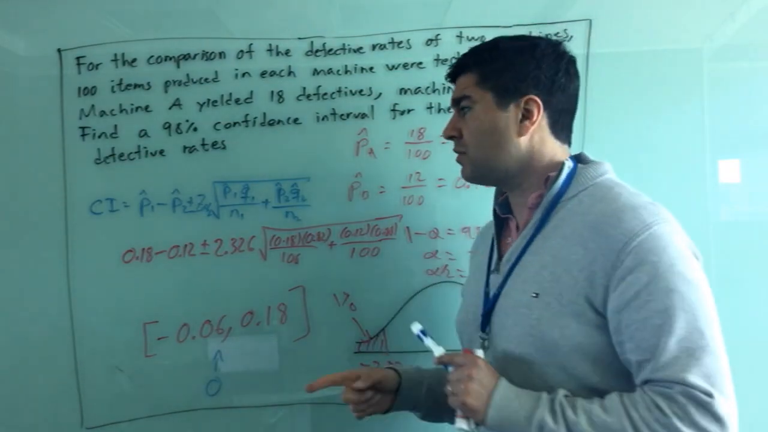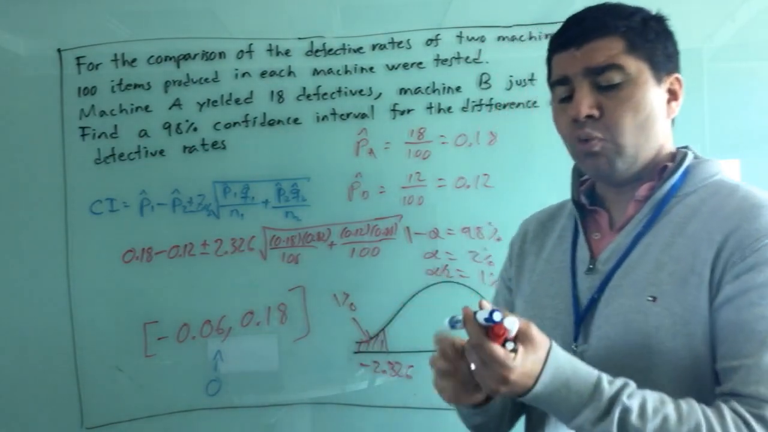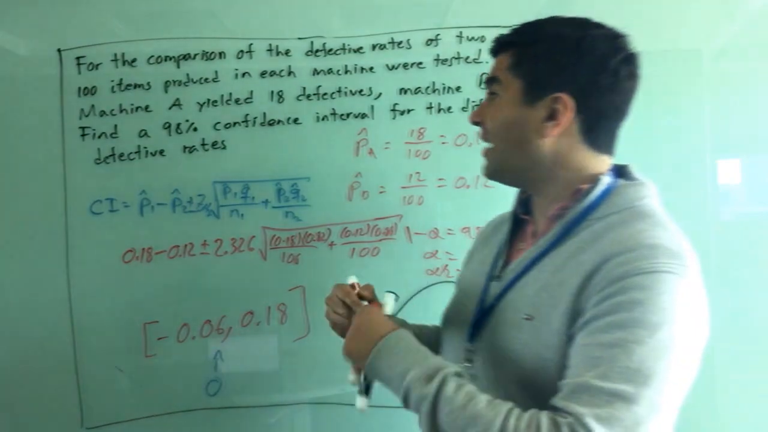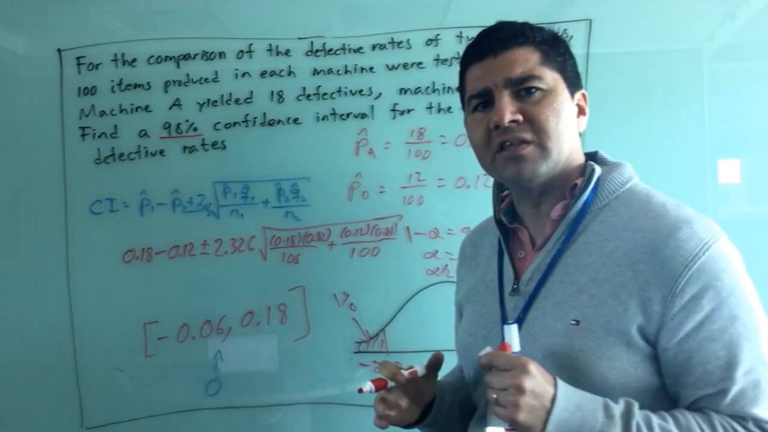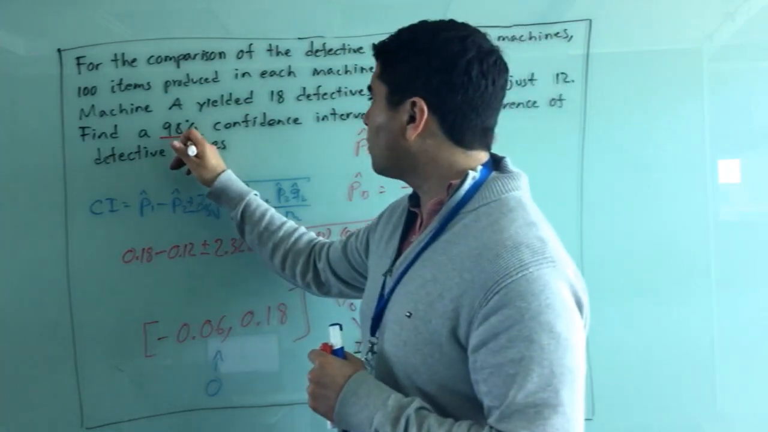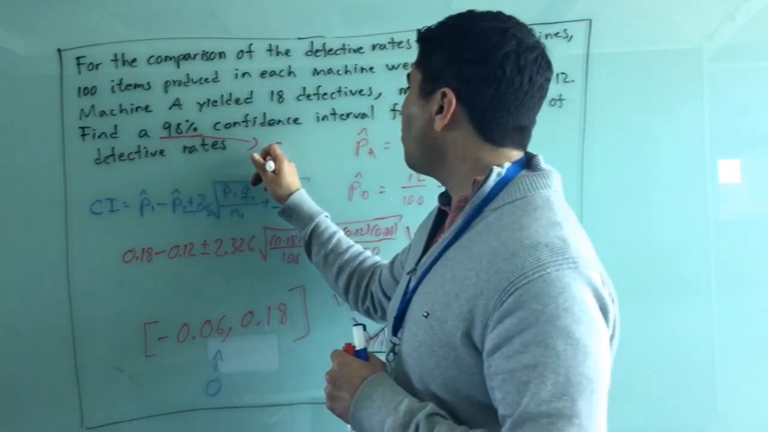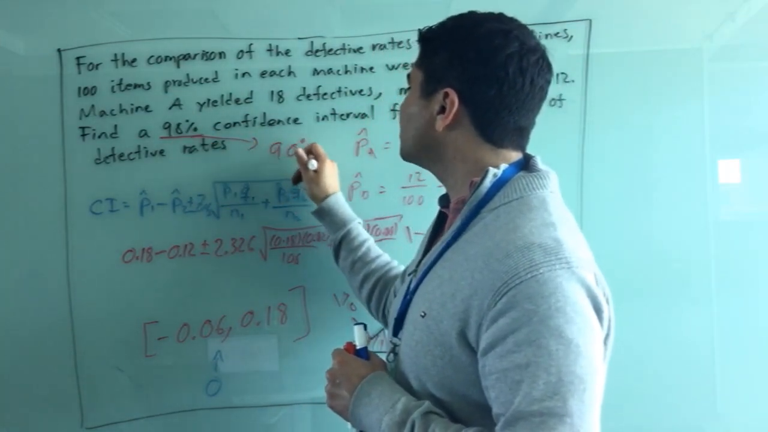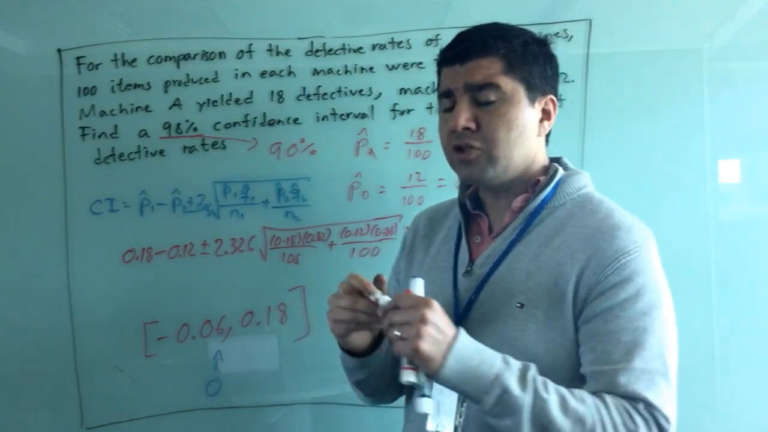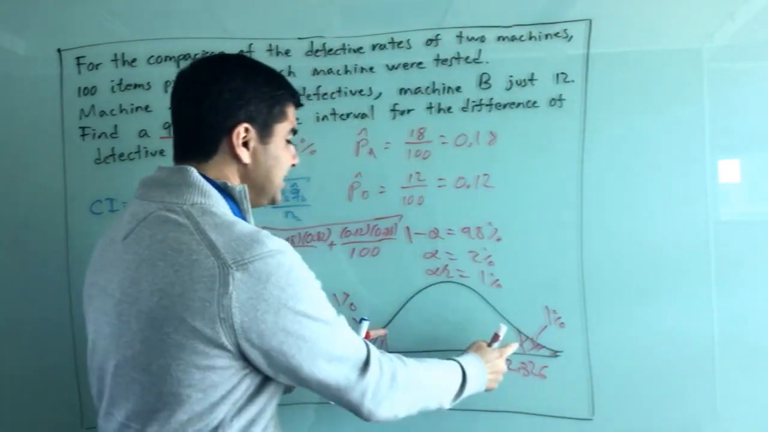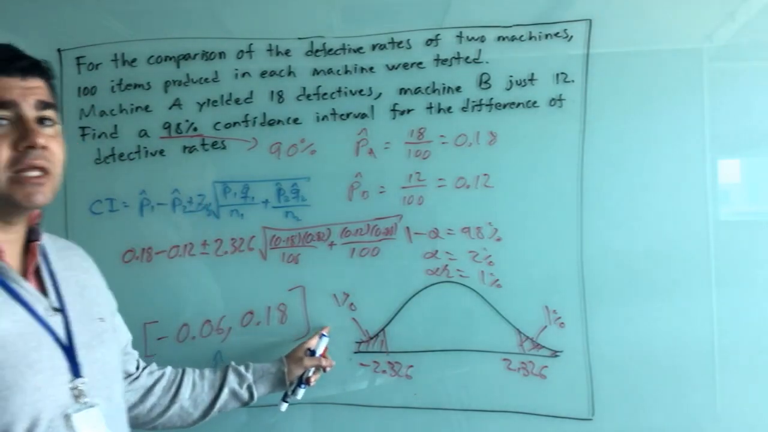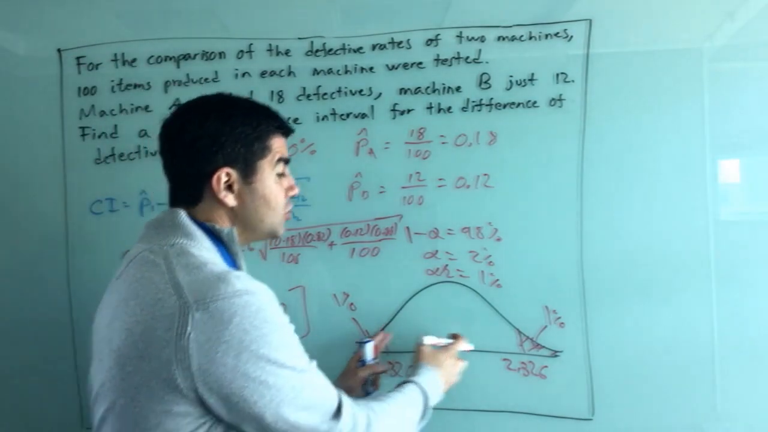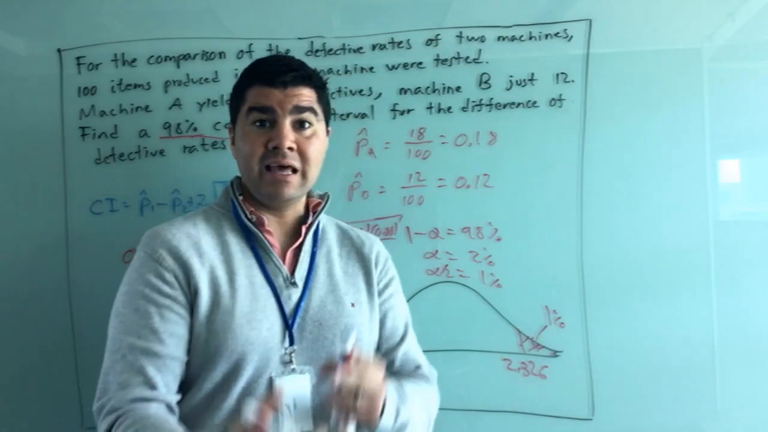But you need to be aware of the following. This is given with a confidence level of 98. What will happen if we decrease the confidence level? For example, what will happen if instead of 98, we want to use a 90% confidence level? What you need to be aware of is that these tails are going to increase, because now instead of just having 1%, you're going to have 5% and 5%.